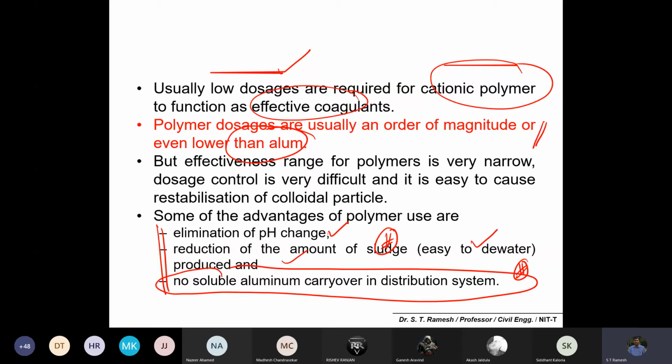Prolonged exposure to aluminum can also cause nervous and brain-related diseases. That is important. That is why people have started looking into polymer-based polyelectrolytes in water treatment systems. Is it fine?